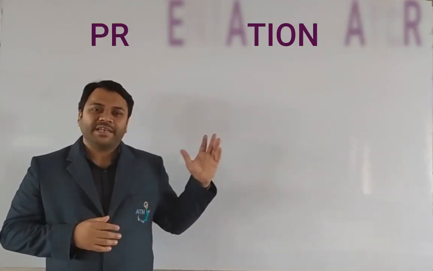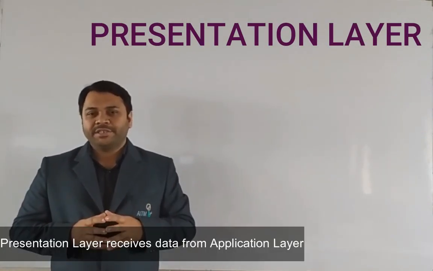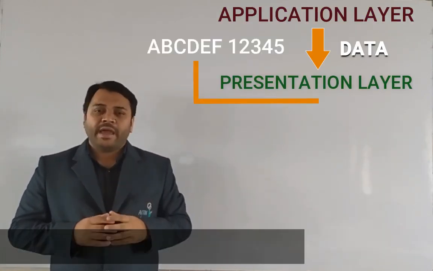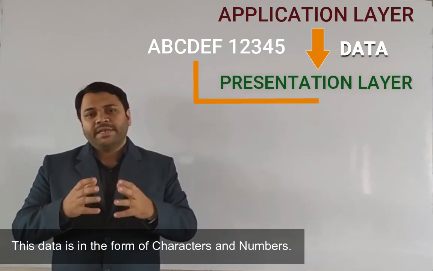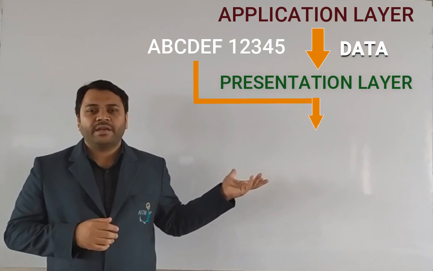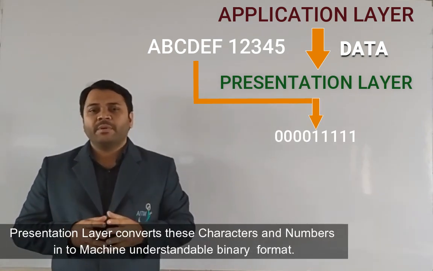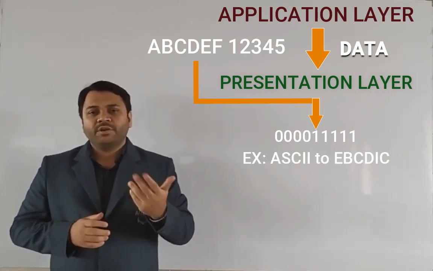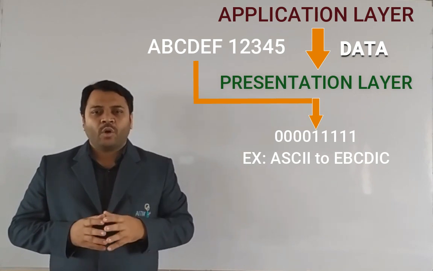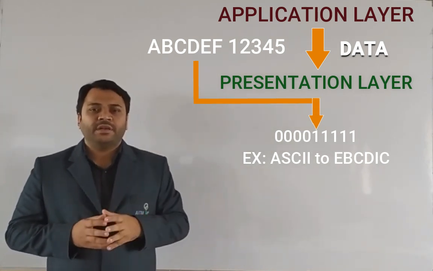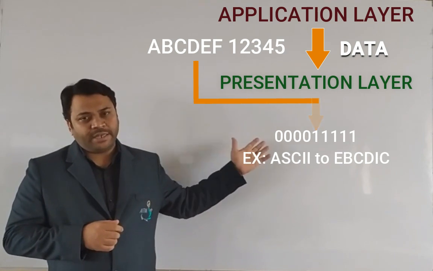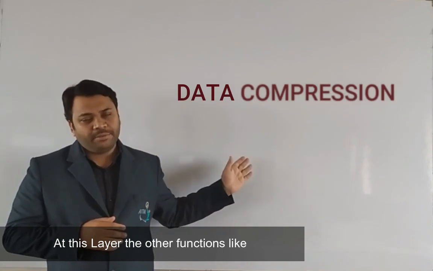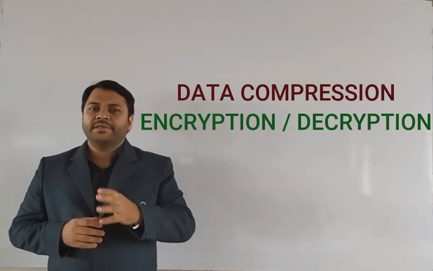Next is the presentation layer. The presentation layer receives data from the application layer. This data is in the form of characters and numbers. The presentation layer converts these characters and numbers into machine understandable binary format, that is zeros and ones. For example, conversion of ASCII into EBCDIC code. This function of the presentation layer is called translation. Other functions like data compression, encryption and decryption are also done at this layer.